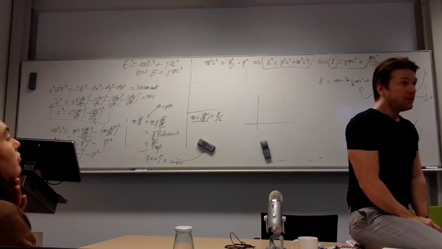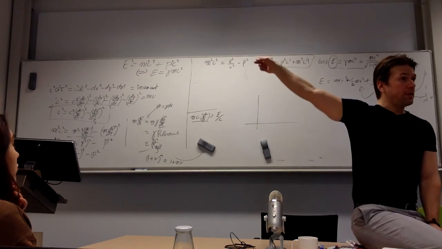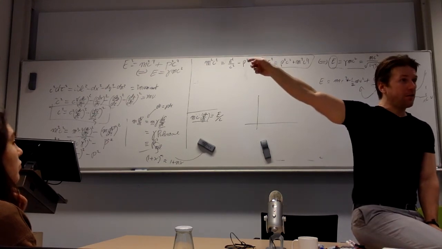Now this particular number, mc squared, doesn't come out of nowhere. It comes directly from the Minkowski line element. I have no business throwing it away.